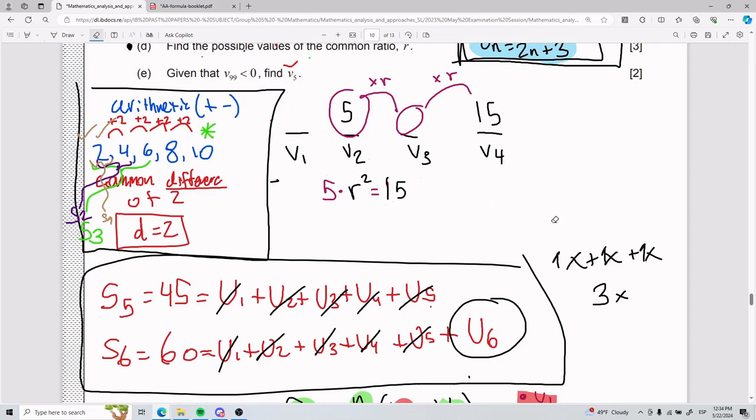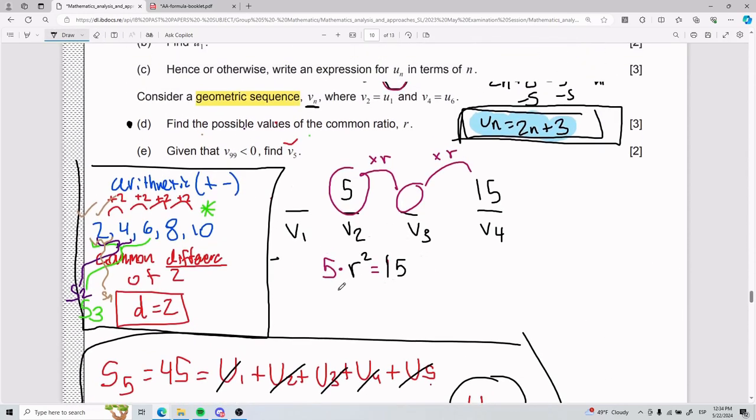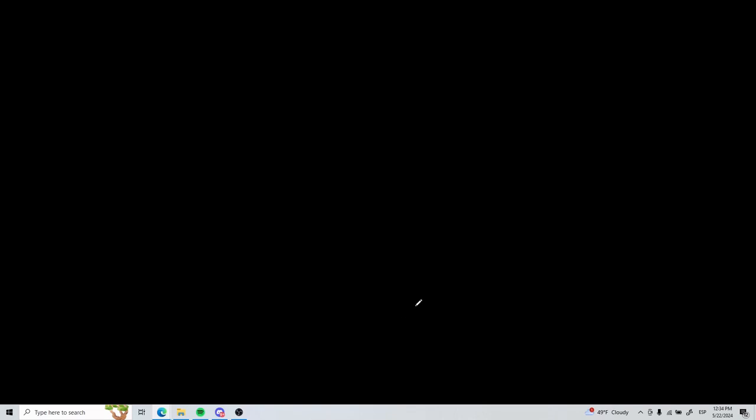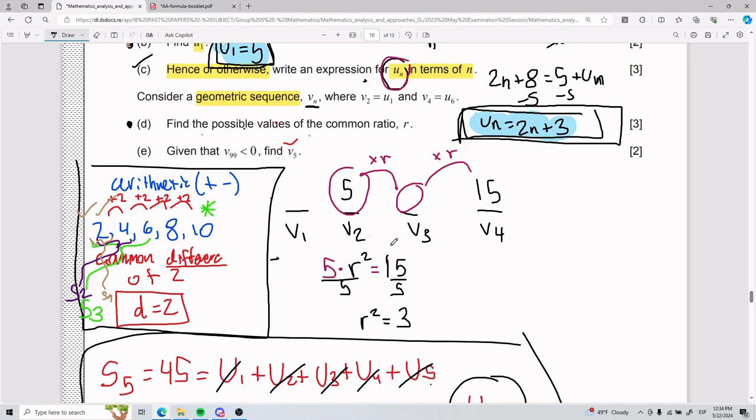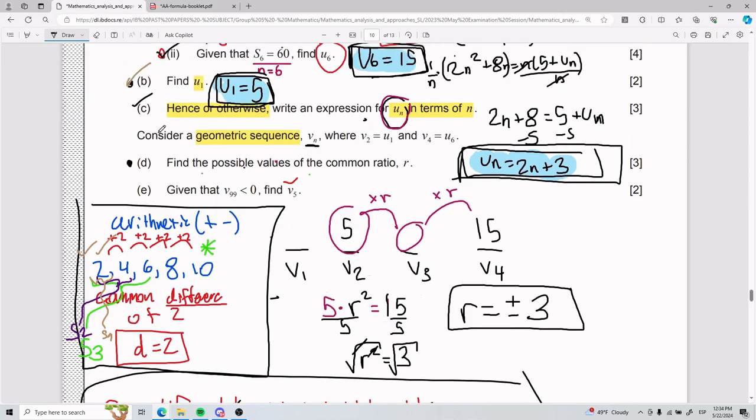So now I'm putting it as I should have. 5 times r squared equals 15. From here, you want to get r alone, so you divide by 5, and r squared equals 3. Whoops, sorry about that. Then you want to get r alone, so you take the square root of both sides to get rid of the squared, and you end up with r equals square root of 3. Careful: because you're square rooting, your answer is r equals plus or minus square root of 3, which makes a lot of sense because for part D, they're asking for the possible values of the common ratio r. So the possible values are r positive or r negative.